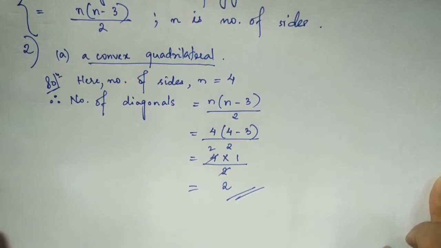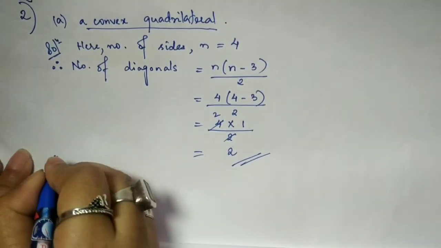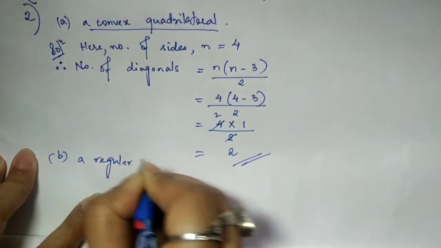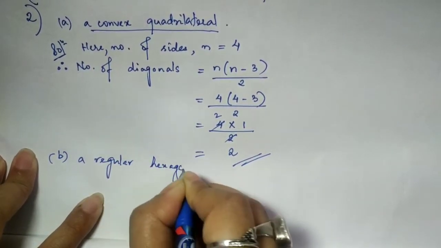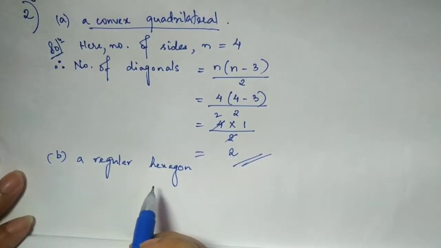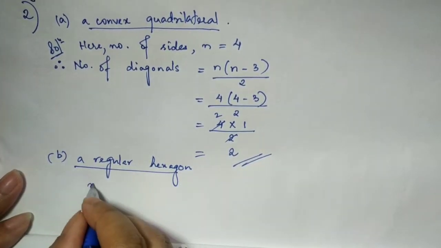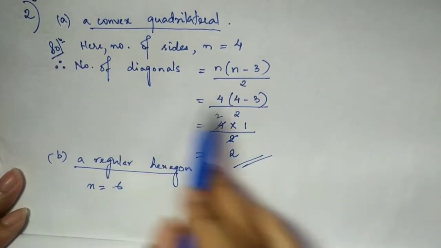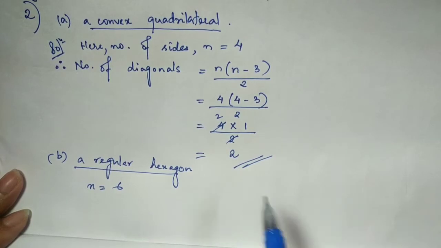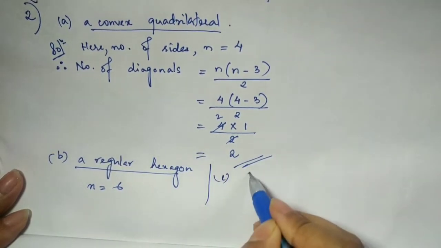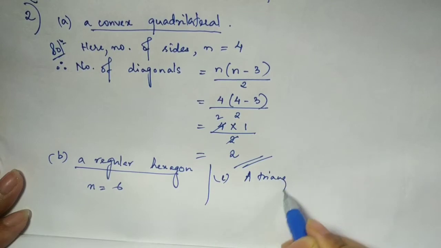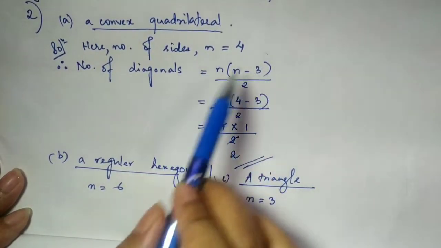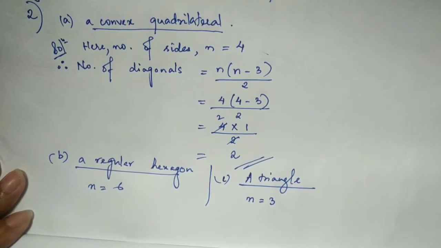Now you have B and C here. For B, the question is a regular hexagon. Hexagon means what? It has 6 sides. And regular means all the sides and angles are equal. So here what will be n? n, the number of sides, is equal to 6. If you put it in this formula, can you find the number of diagonals? Yes, obviously you can. Similarly, in C, a triangle is given. Now all of you know, in a triangle how many sides are there? 3 sides. You have this formula, you have the value of n. If you put it in the formula, you can find the answer.